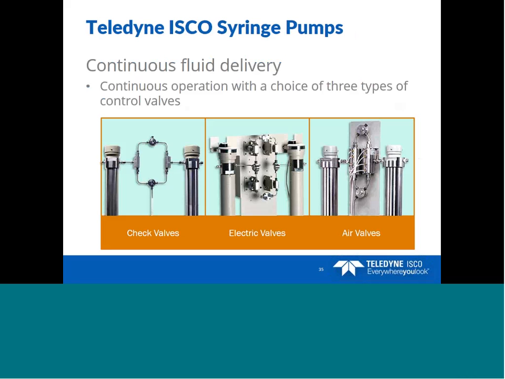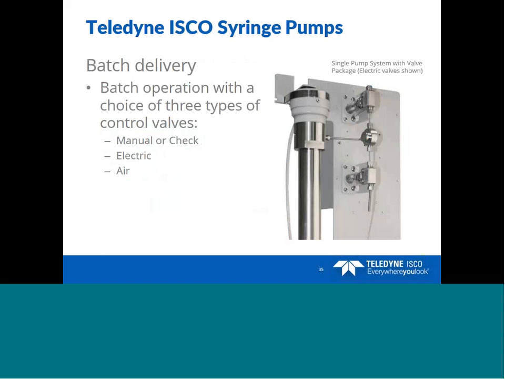Multi-valve options for continuous flow delivery are either check valves, electric valves, or air valves. There are also valve options for automation of a single pump with either air or electric, where you have an automated inlet and outlet that will open and close as the pump delivers and refills. For manual operation, we have manual valves for the inlet and outlet.